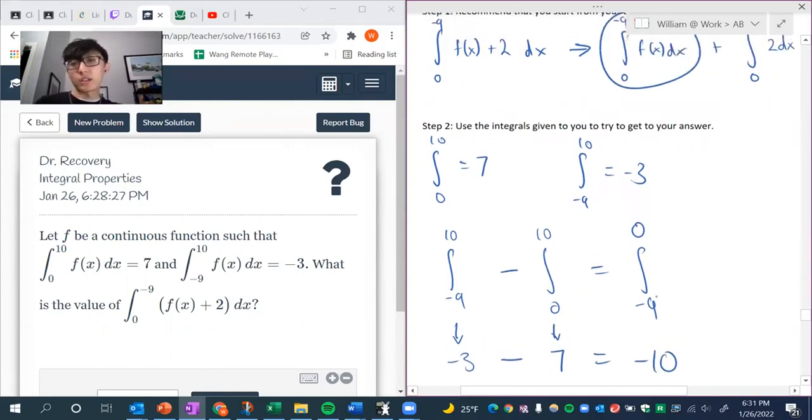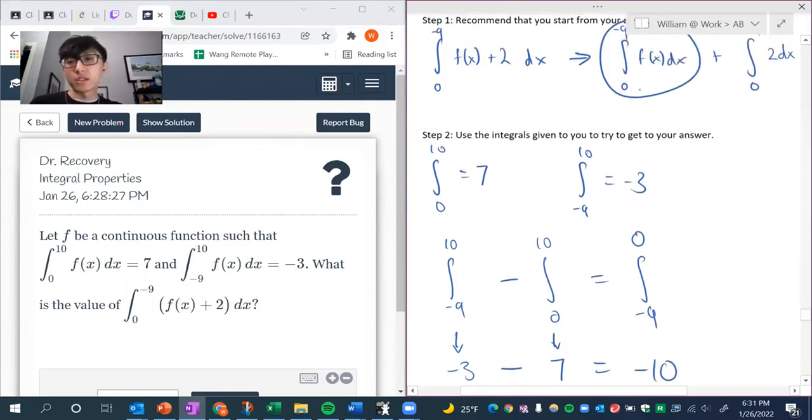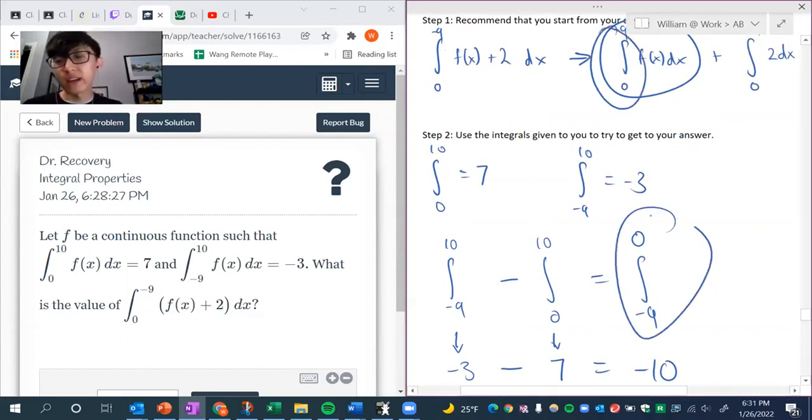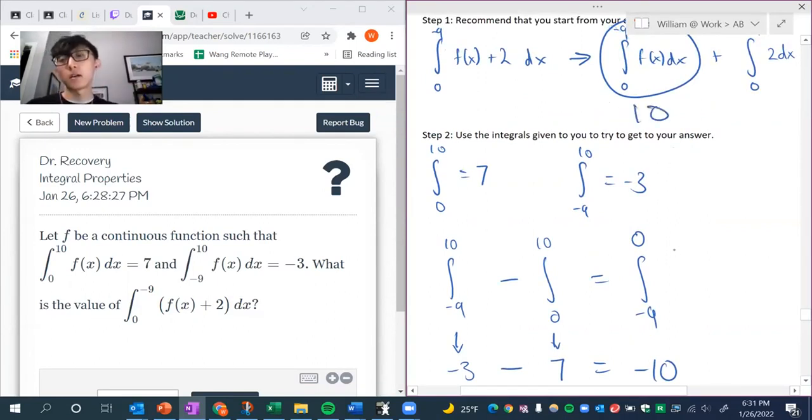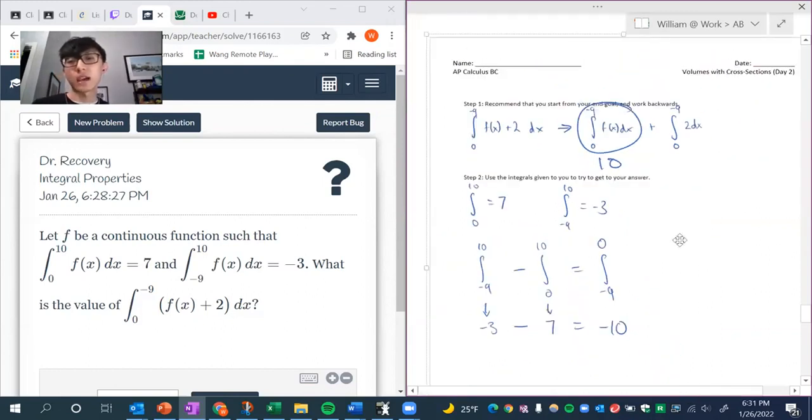However, notice the integral I'm trying to find is from 0 to negative 9, right? 0 to negative 9 rather than negative 9 to 0. So they're flipped. So instead of negative 10, it's going to be positive 10 here. Positive 10. Cool, so I found that first integral. Now let's look at the second part. So I'm going to erase this.